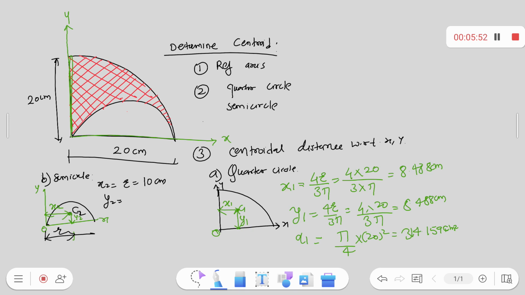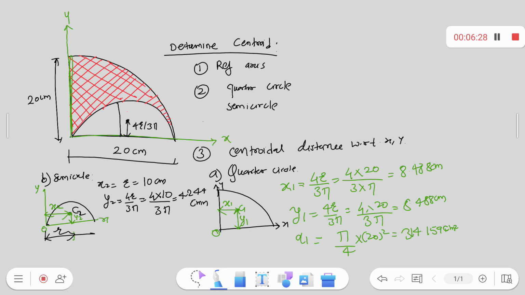y2 is again given by a formula. From this to this distance is r, but y2 is not r. It is 4r by 3 pi. Again r is 10, so 4 into 10, that is 40 divided by 3 pi. So it becomes 4.24 centimeter.